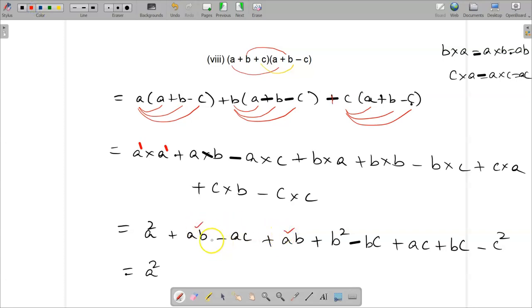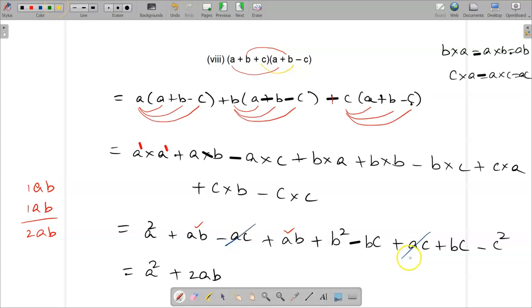AB, AB. So, AB plus AB, 1 AB plus 1 AB. Whenever there is no constant it means it is 1. So 1 plus 1 it is 2. It is 2AB. So when you combine these two terms it is 2AB. Then coming to the AC term. AC term, here minus AC, here plus AC. This and this you can cancel out.